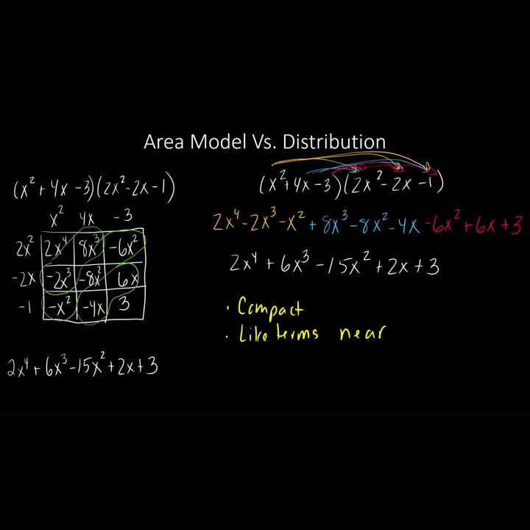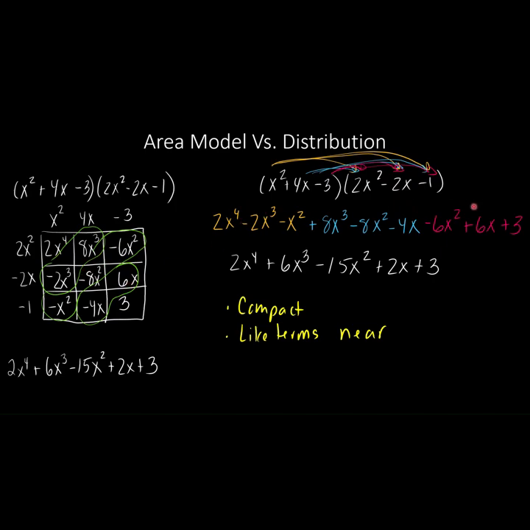Another advantage is that your like terms are near each other. I circled them on here. You can see my x cubes are on a diagonal, x squareds are on a diagonal, and x's are on a diagonal. Now, they're not always on a diagonal using the area model. It depends on whether your polynomials are in standard form and whether or not you're missing any of the terms, but they very often are. And even if they're not on the diagonal, they are usually close by.